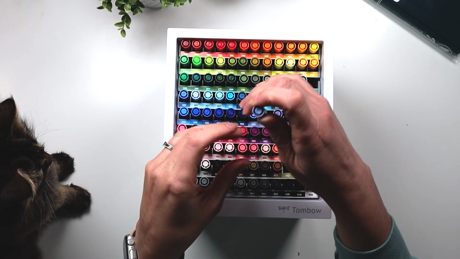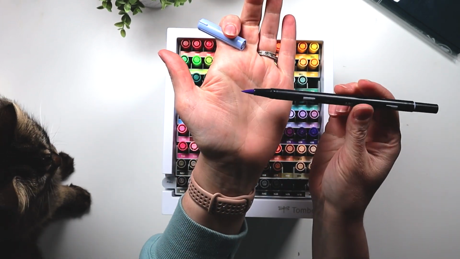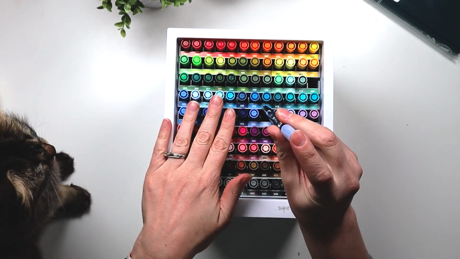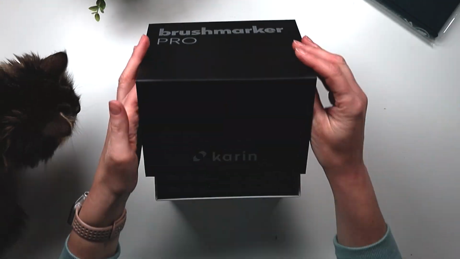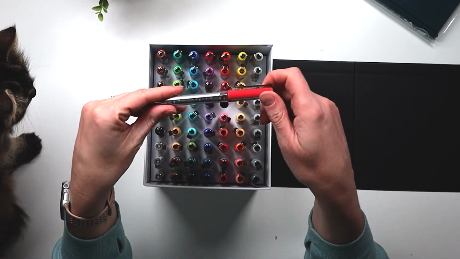Today I am trying out something new where we are doing a head-to-head comparison of two similar products. I'm kicking this series off between the Tombow Dual Tip Brush Markers and the Karin Brush Marker Pros. I do want to clarify that this review is from a bullet journal perspective, so my comments are coming from using these pens in a bullet journal specifically.